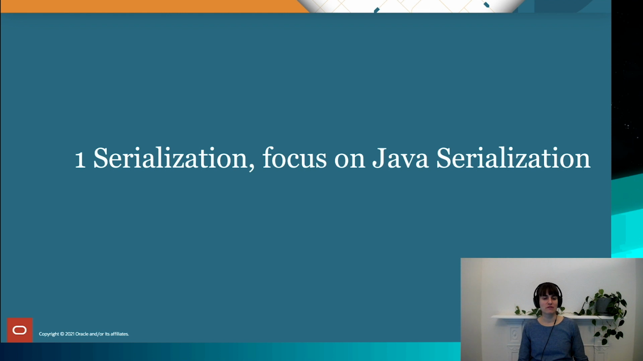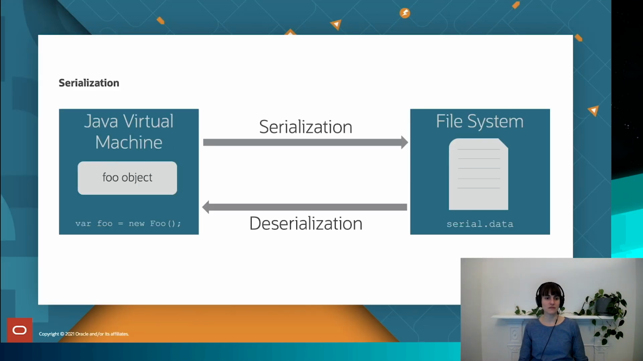Okay, let's start with the first part. So you see a little diagram here, and there's a JVM on the left-hand side with an example foo object. And then on the right-hand side, you have a file system, which could as well be a JVM that is connected over the network. Now, serializing really means to extract an object state and translating it to a persistent format. And deserializing, on the other hand, means to reconstruct an object with equivalent state from that very format.